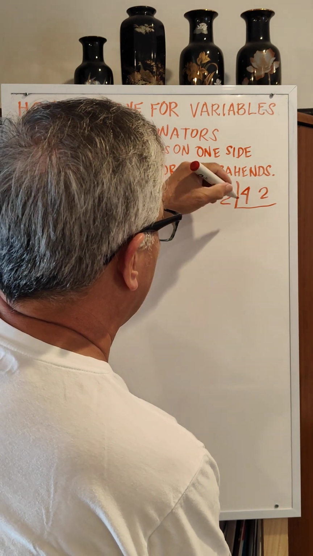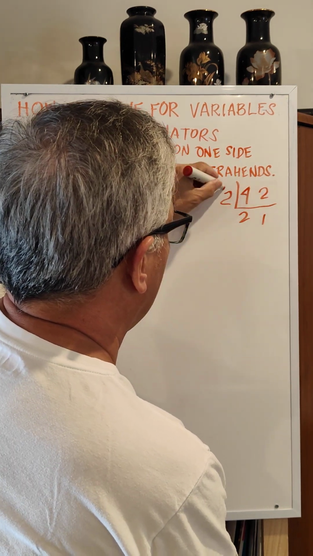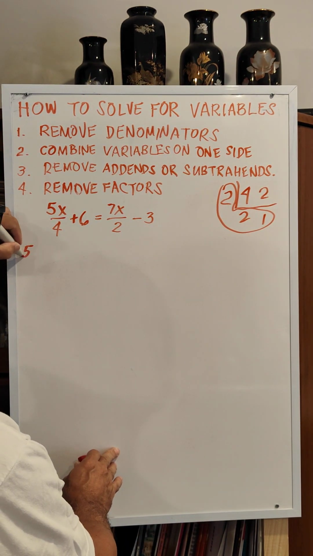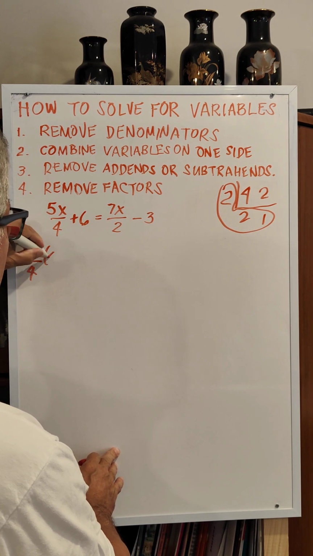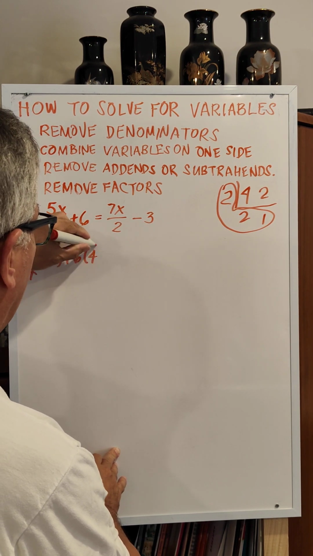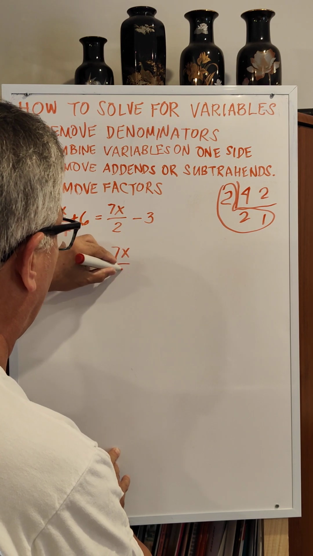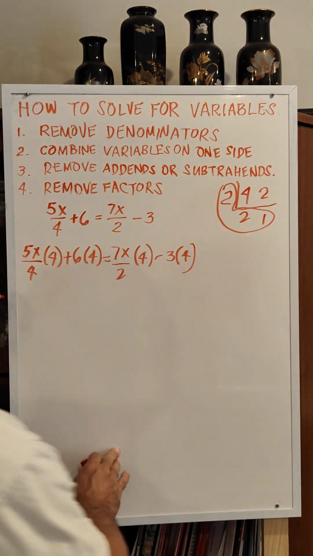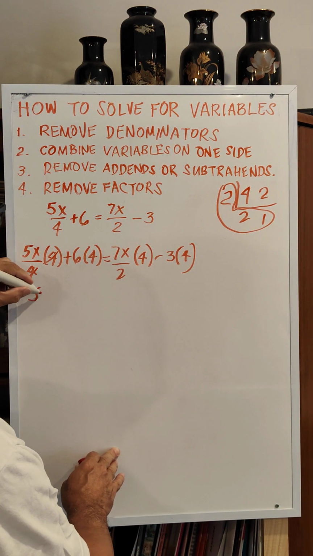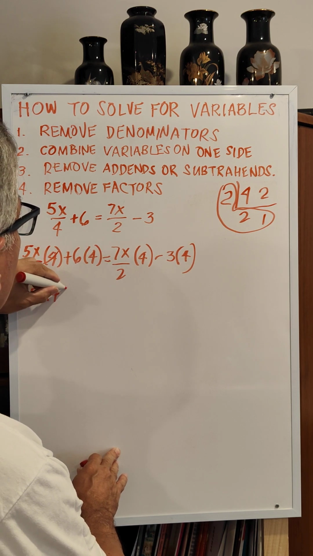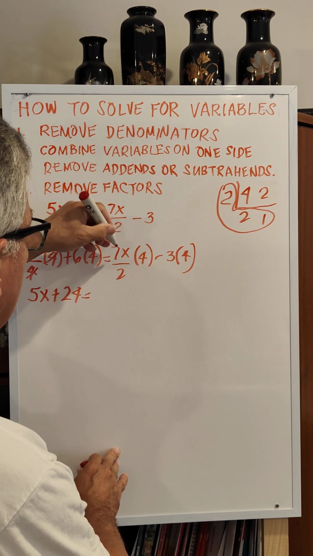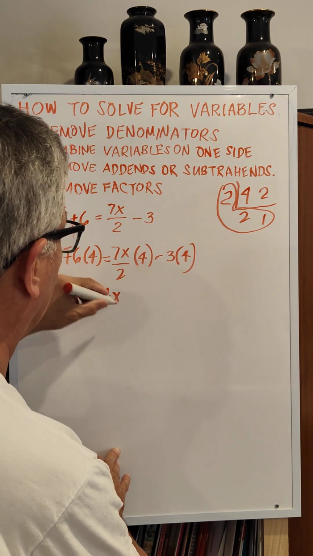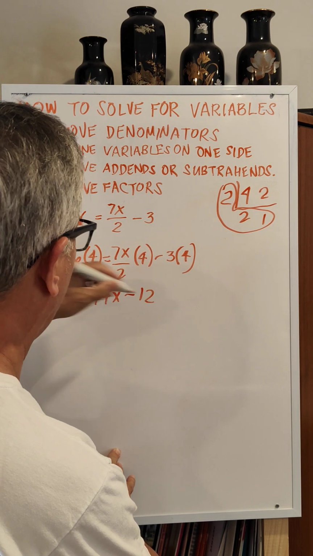So this is 2, 4 divided by 2 is 2, 2 divided by 2 is 1. We multiply all of this, 2 times 2 times 1 is 4. So we multiply each term by 4. So this will cancel out. 5x, 6 times 4 is 24. 7 times 4 is 28, divided by 2 is 14. 3 times 4 is 12.